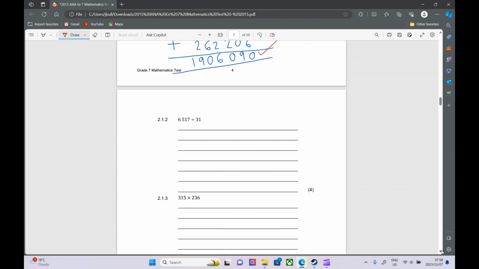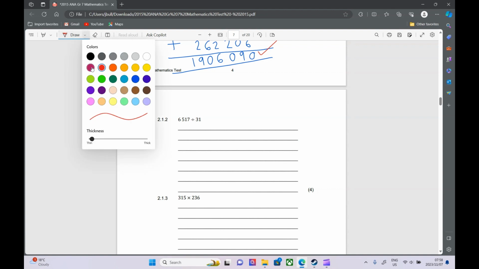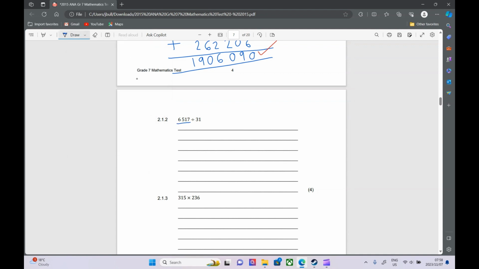Okay, 6517 divided by 31. For a question like that, we have to use the bus stop method or the garage method. It's always the number in front. He gets to the garage first, so he gets to go inside.